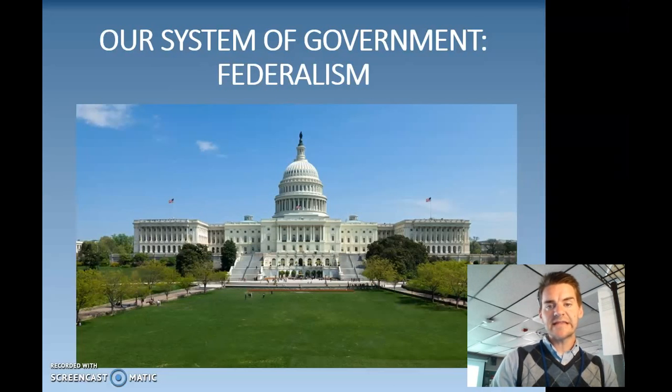So federalism, it's our system of government. Different from a unitary style, different from a confederate style. It's a nice mix of both. So let's get into it.